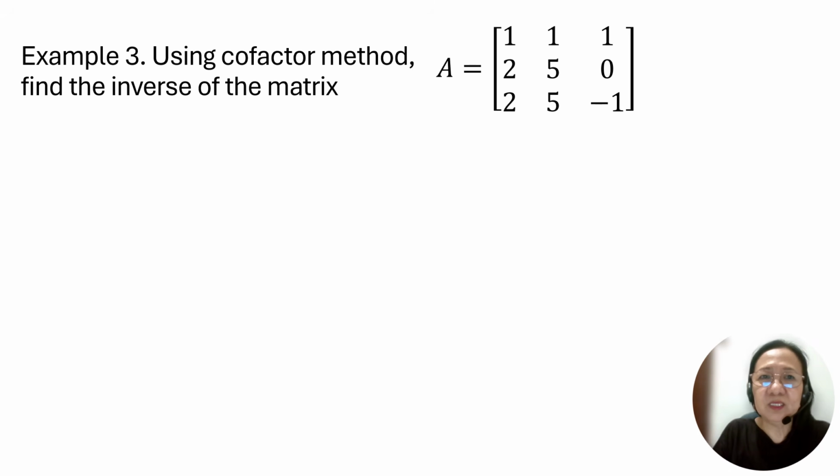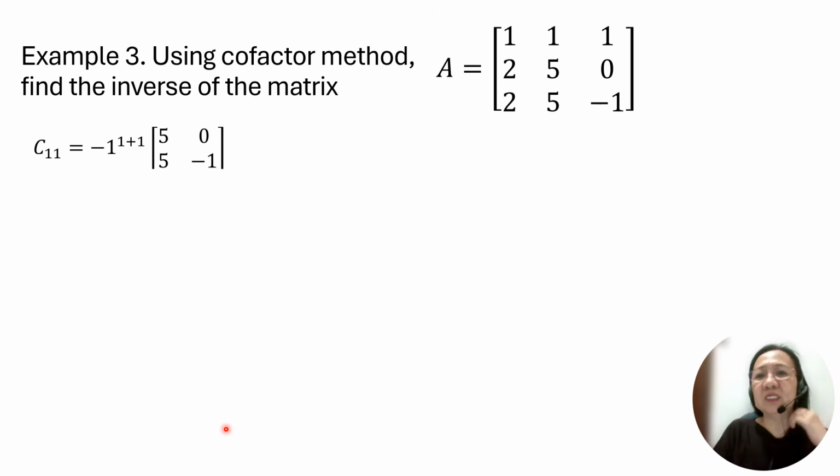Let us have another one. So using our cofactor expansion, let us find the inverse of our matrix A. So step 1, let us find the cofactors of each entry.